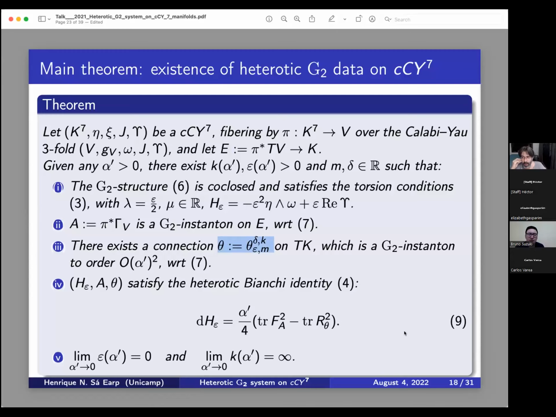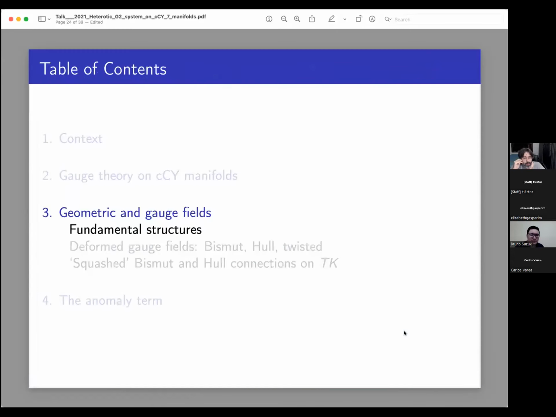Now, yeah, so let's look at how this construction goes. But to be honest, I will skim through the actual proof. I don't want to bore you with the lengthy computations in terms of connections, their torsion, and the rest of it. I'll just give a general hint of how these solutions are obtained and how we managed to actually solve the system.